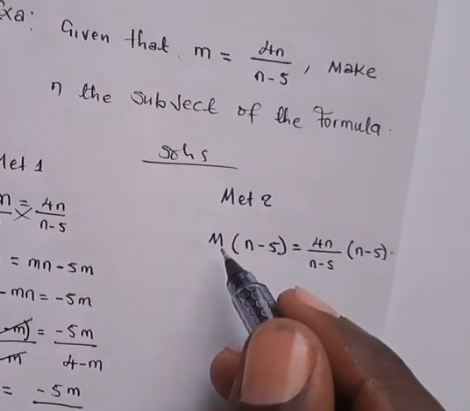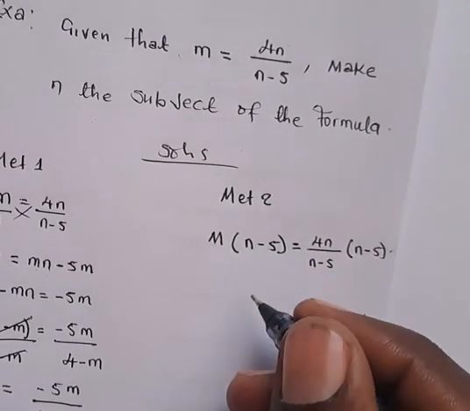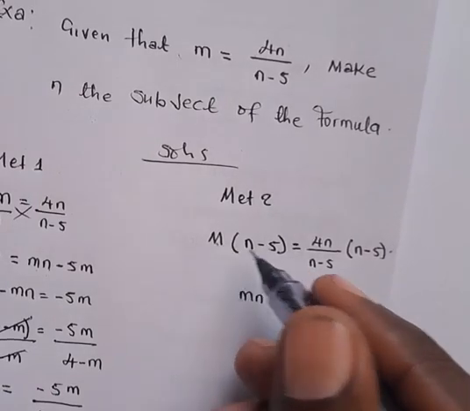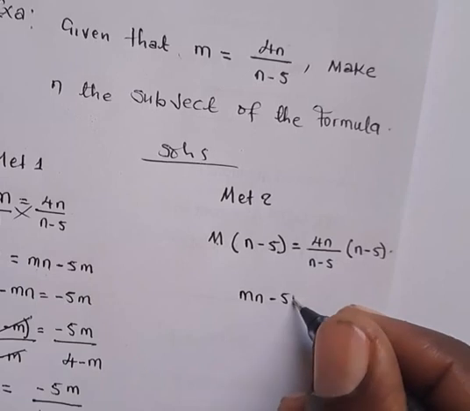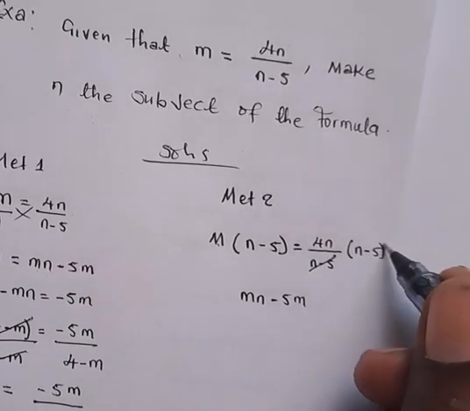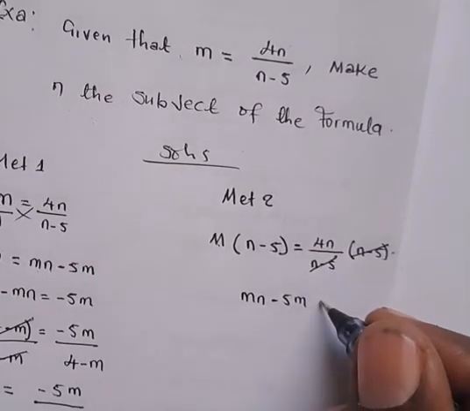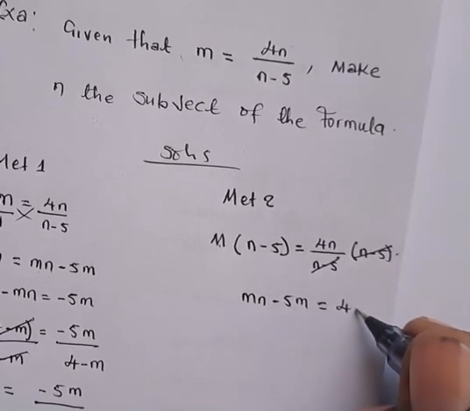So from here we start our multiplication. What is m times n? That is mn. M times negative 5 is negative 5m, of course. Then these and these are going to cancel each other, so we're going to have here 4n.